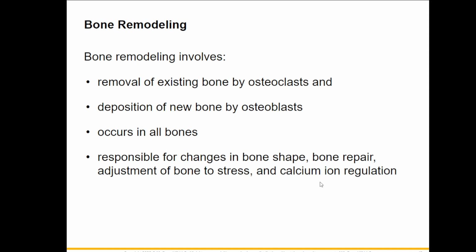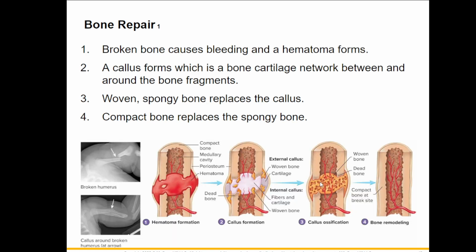So what if a bone is broken? How does bone repair happen? When we have broken bones, as you can see in this X-ray, it will cause bleeding and a hematoma will form. What is a hematoma? A hematoma is a collection of blood. So of course, when you break this bone, you will also break the blood vessels. And blood will come out of the blood vessels, being collected here inside. So the blood collects here. So you will have a hematoma formation.